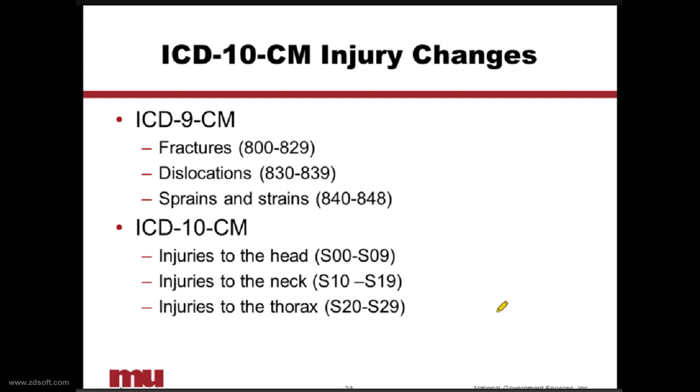This slide shows you the difference on how injuries are structured within ICD-9 versus ICD-10. In ICD-9, your injuries were grouped together by the type of injury. Fractures were in one section, dislocations in another section, and sprains and strains in another section. In ICD-10, they've been reorganized. So you have all the injuries to the head, injuries to the neck, injuries to the thorax, and so forth.